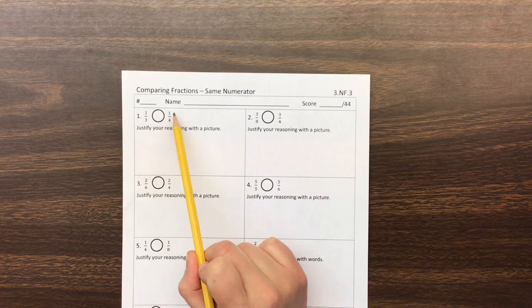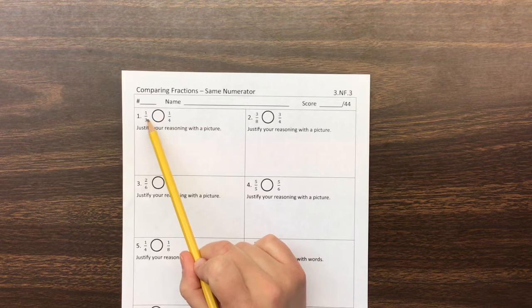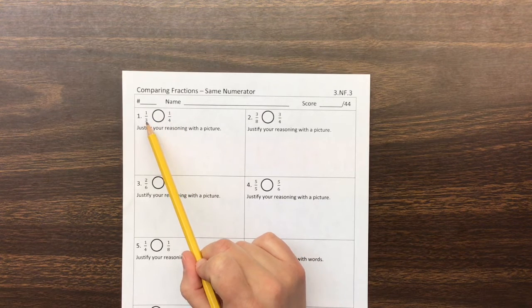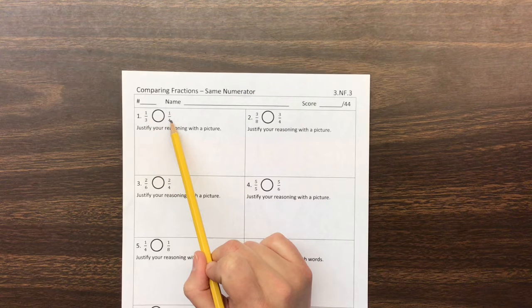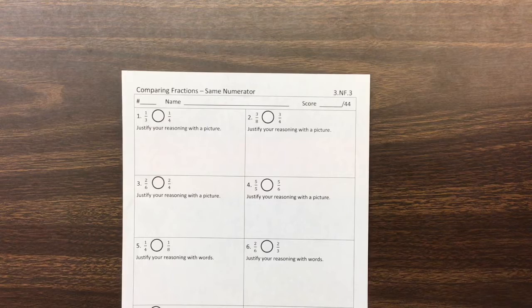I notice that the numerators are both ones. These are both actually unit fractions, 1/3 and 1/4. So one piece that is a third compared to one piece that is a fourth. Let's take a look at some fraction bars.